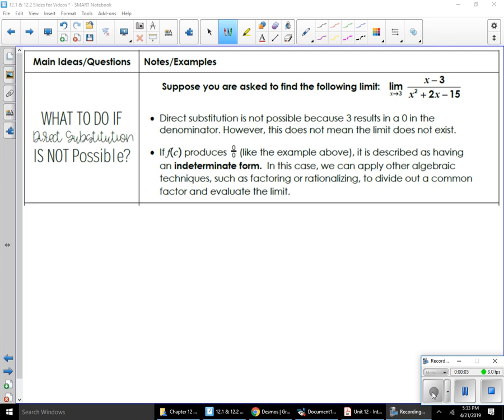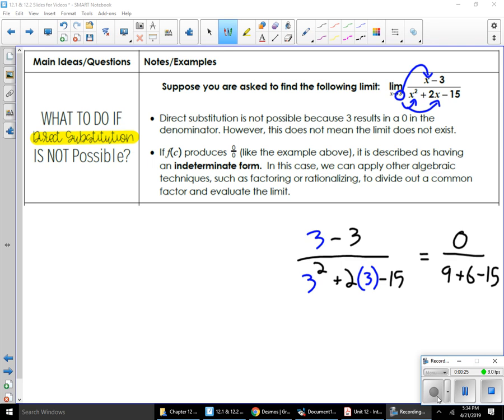All right, time for the hard part. What happens if direct substitution is not possible? You'll know that it's not possible if you have something like this right here. Limit as x approaches 3. Well, okay, let's see if we can substitute that 3 in. Oh, look, conveniently it's right there. It's even starting to simplify itself.